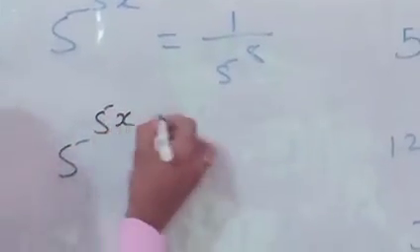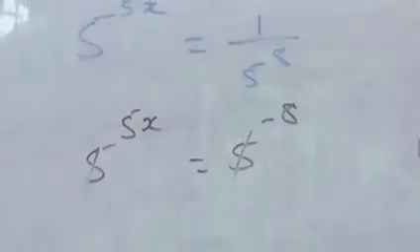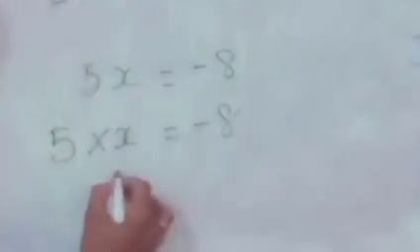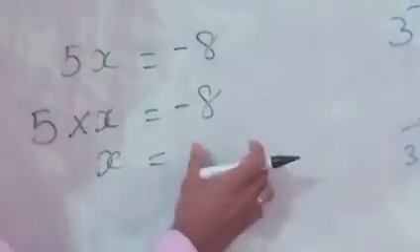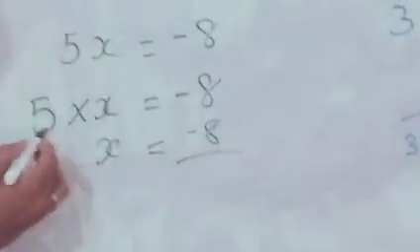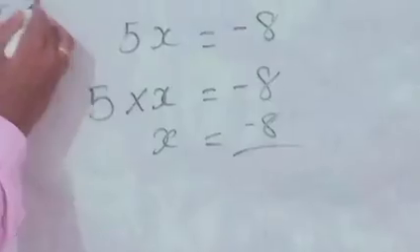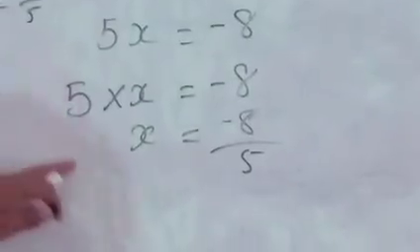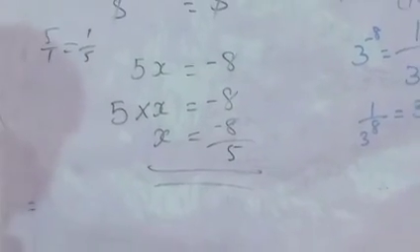5 raised to 5x is equal to 5 raised to the power minus 8. Understood? Then we can cut these two 5s, then 5x is equal to minus 8. 5x means 5 into x is equal to minus 8. This x I am keeping here. This into is going from the left-hand side to the right-hand side. Then 5 is going there, that means this numerator 5 is going there. 5 means 5 by 1. If it's going there, it will be reciprocal, 1 by 5, that means it will become divide. So the x value is minus 8 by 5. Thank you.